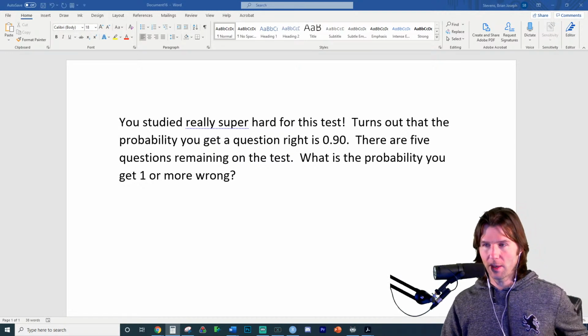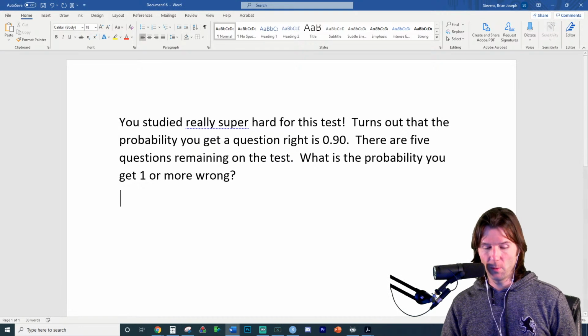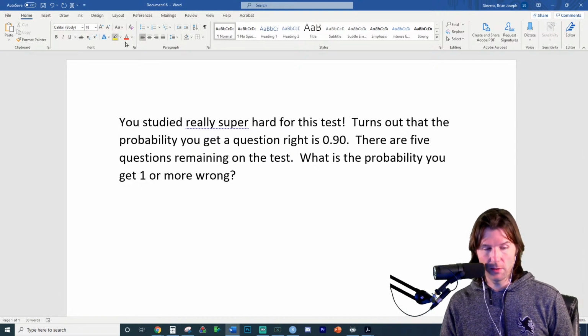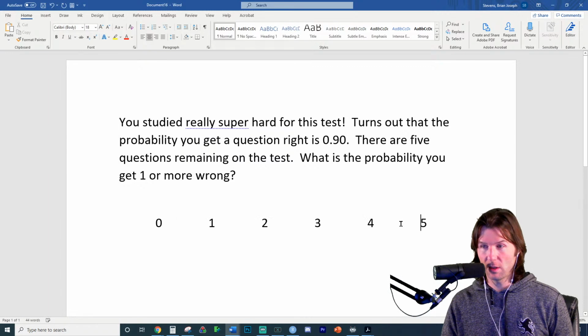Because let's think about this theoretically. I've got the answer off screen right here. But when you take this test, you'll either get 0 wrong, 1 wrong, 2 wrong, 3 wrong, 4 wrong, or 5 wrong. So this is how many questions you could get wrong.